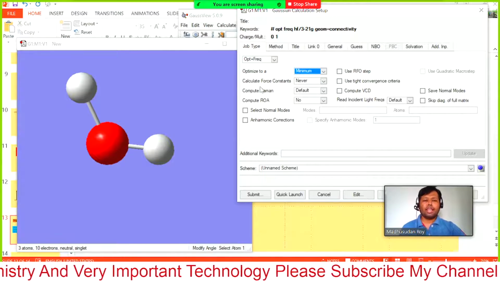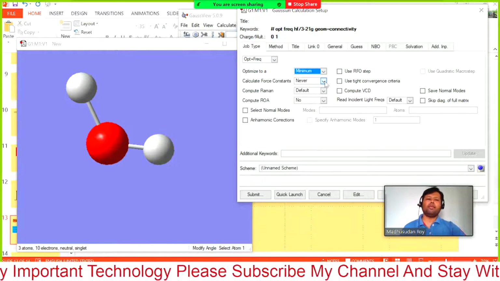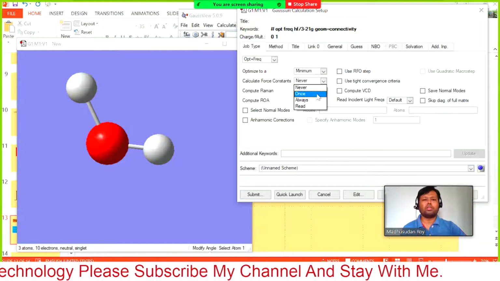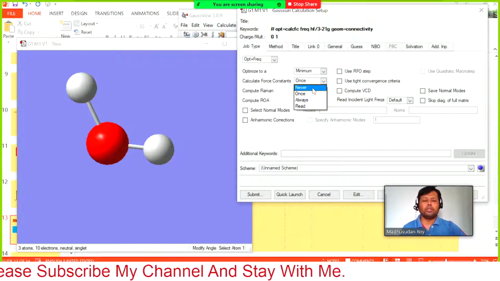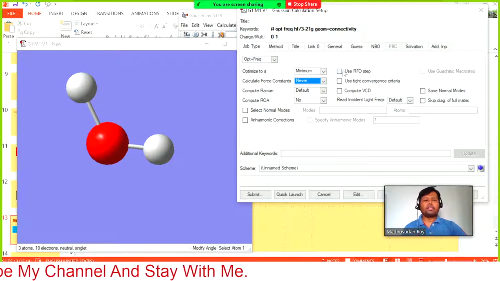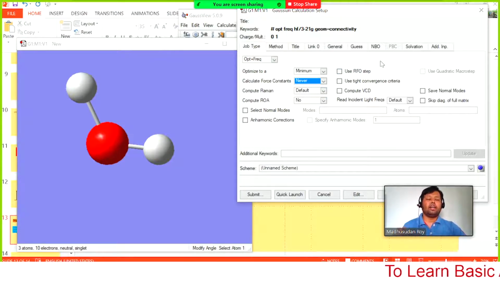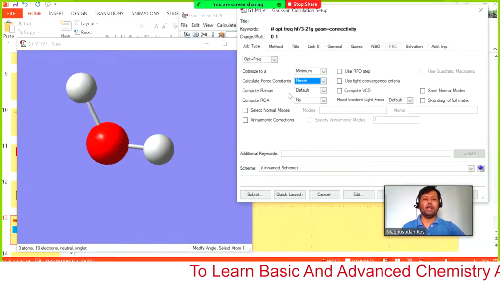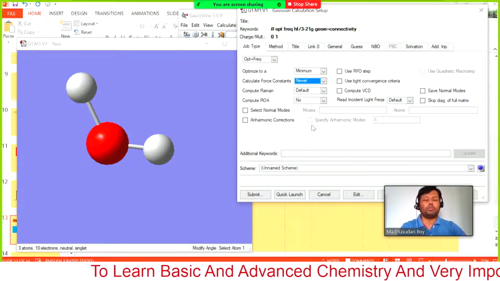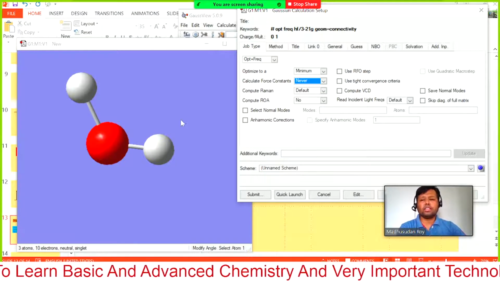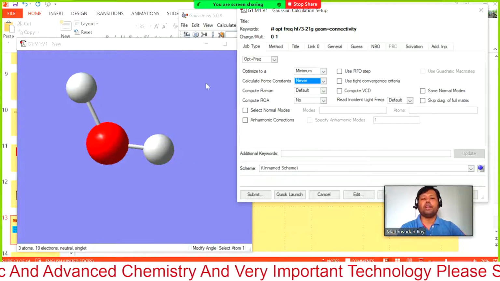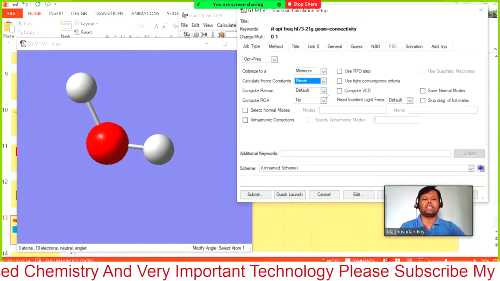Okay, calculate the force constants: never or once, that is okay. We don't need to use it, or even if we use never, that is also okay. Let us keep the other default format whatever we have. Compute Raman: Raman is an instrument with which we can get different types of vibrational frequency. We are not interested right now, so we can do many things out of this program. So let us first perform how we can optimize the molecule to get the minimum energy structure.